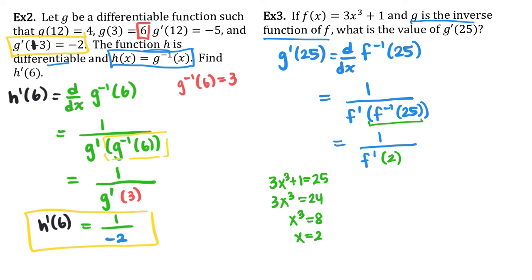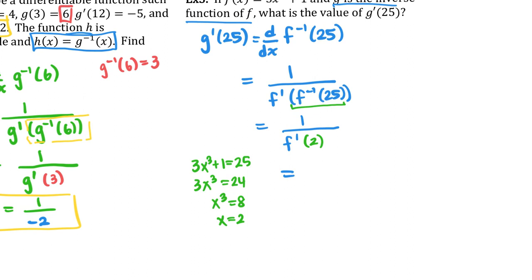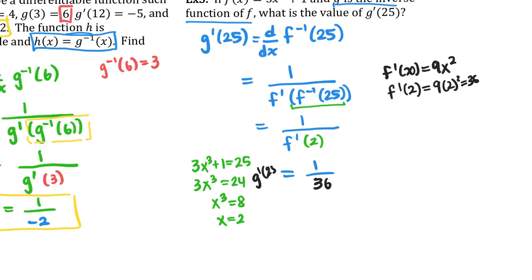Okay, now let's keep looking at this. Now what's f prime of 2? Well, I know f of x is 3x to the third plus 1. Let me do this off to the side now. If f of x is 3x to the third plus 1, f prime of x is 9x squared plus 0. So if I do f prime of 2, 36. So then I'm going to get 1 over 36 for g prime of 25.